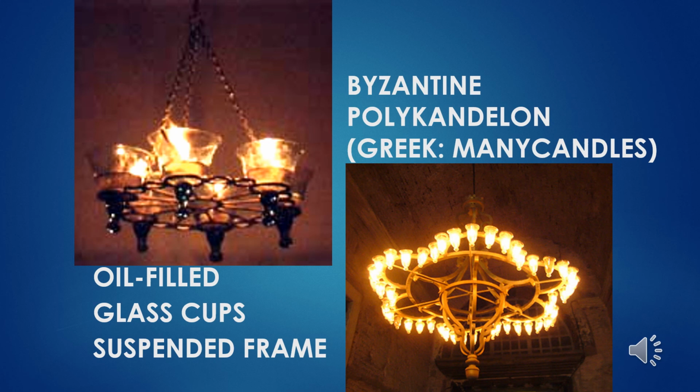The early churches and also the beautiful mosques that we're going to see in a minute all use what's called a polycandelon to illuminate the interior. So this is basically a chandelier made from bronze typically, with glass cups that are filled with oil, and these are suspended in the sanctuary to illuminate it in the evening, and even sometimes during the day if it's certain times of the year.